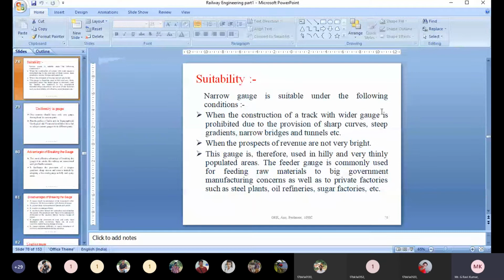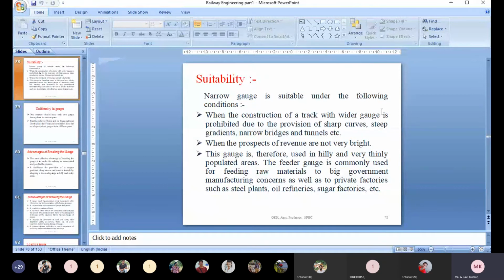This gauge is also used in hilly and very thinly populated areas. The feeder gauge is commonly used for feeding raw materials to big government manufacturing concerns, as well as to private factories such as steel plants, oil refineries, sugar factories, etc. It means some factories or industries may have their own railway tracks to convey raw materials from their resources to the industries or factories. Understand? In those private railway tracks also, narrow gauges may be used.